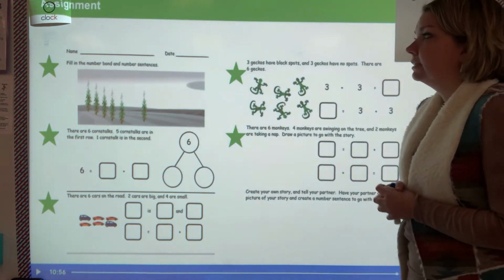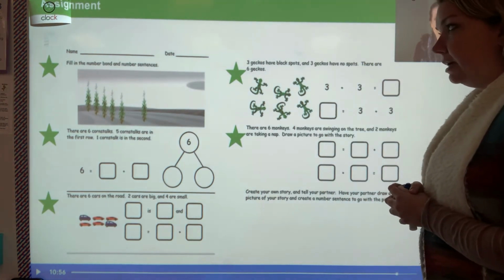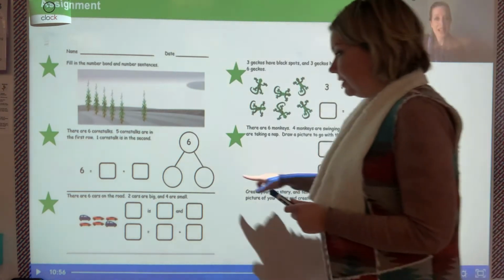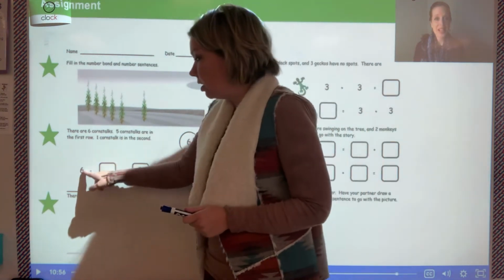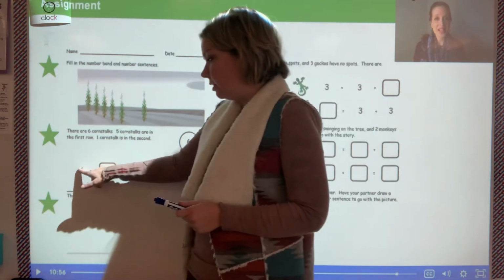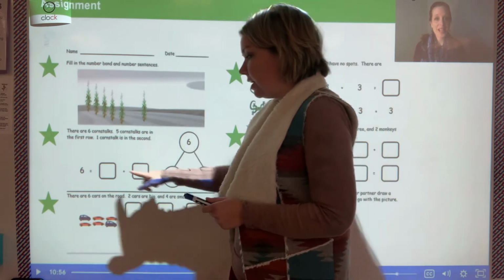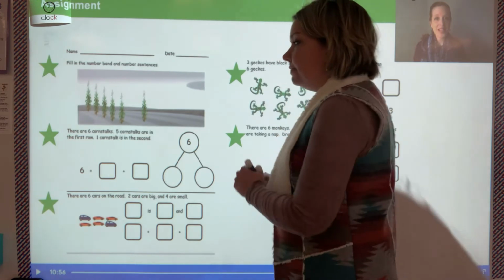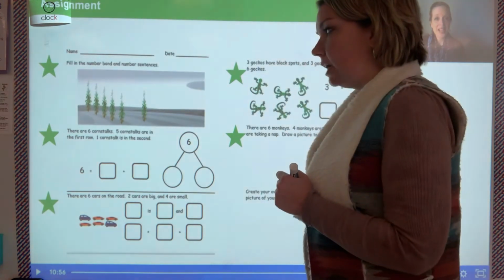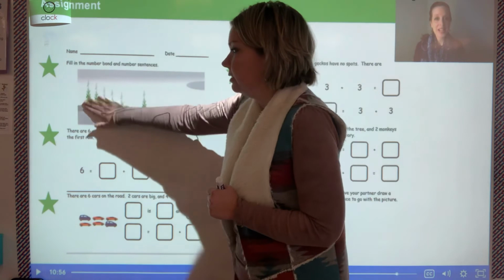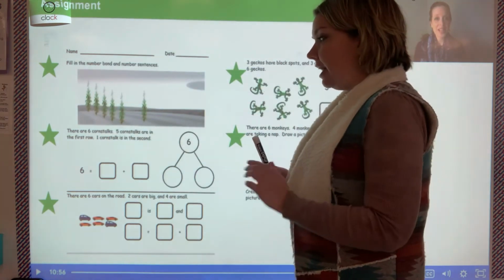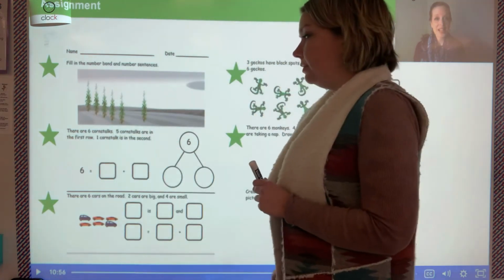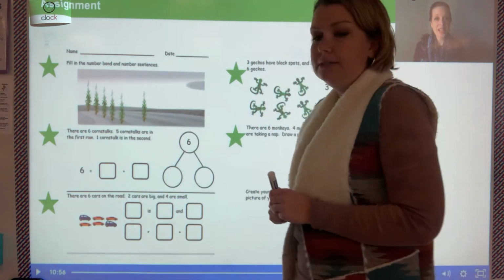All right, fill in the number bond and number sentences. So here they've put our whole for us. We have to figure out the two parts from the story. There are 6 corn stalks. Do you see them here? 5 corn stalks are in the first row. 1 corn stalk is in the second.